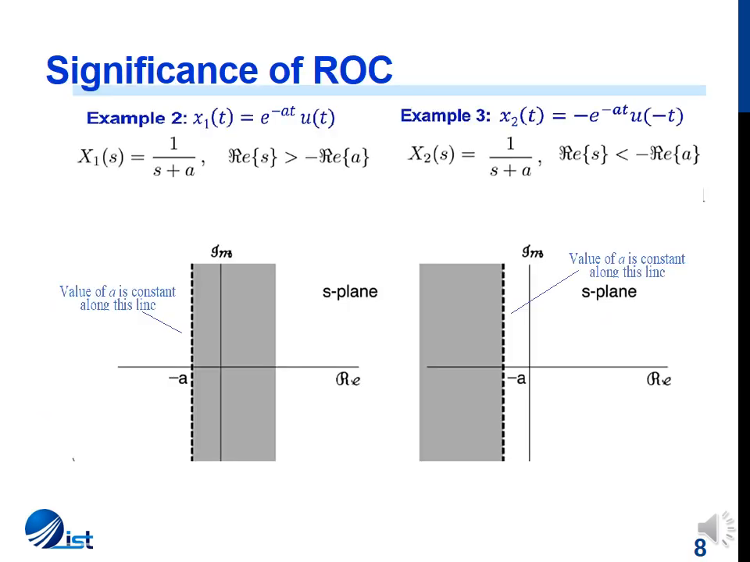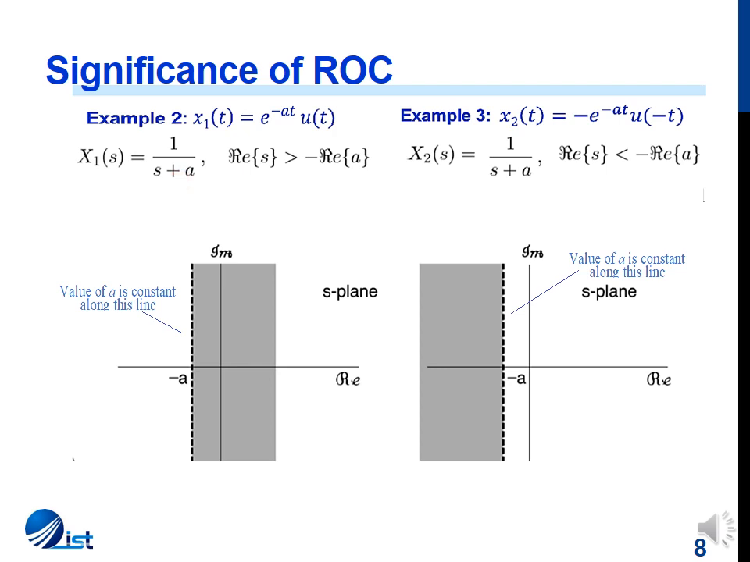Now let us summarize the significance of region of convergence. We solved two examples. In the first example, our signal was e to the power minus at into u of t, which was a right-hand-sided signal. What right-hand-sided signal means is that it existed along the positive time, or from time t is equal to 0 to time t is equal to infinity. And we saw that the Laplace transform of the signal was 1 by s plus a.